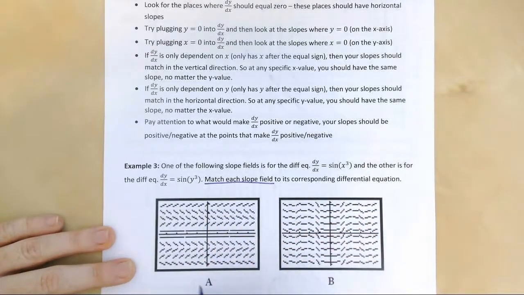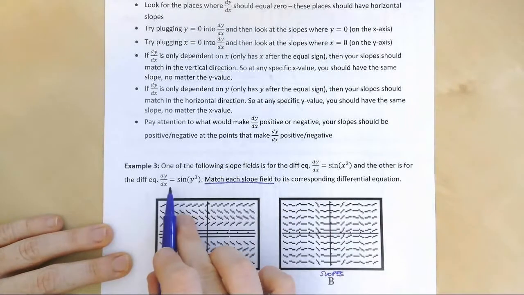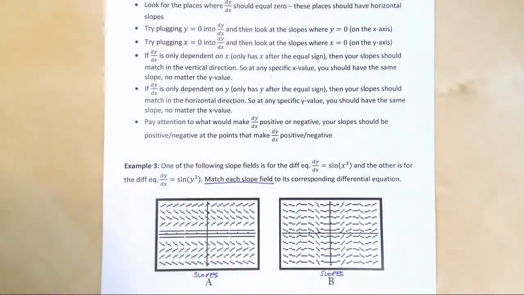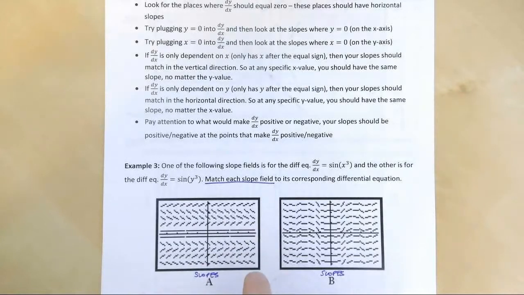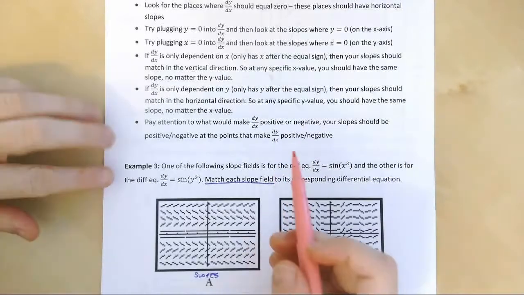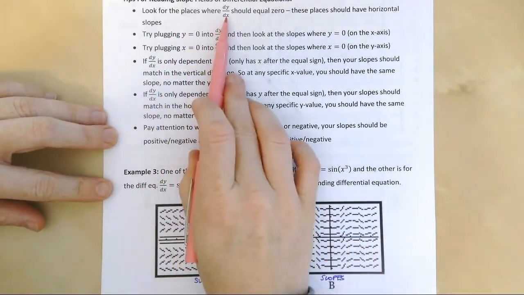These are slope fields. So remember, these represent slopes. That's why they're dashes. And they're going to be slope fields that go with these slope equations. These are dy dx, so those are slope equations. So let's go through the hints or the tips up here as we're trying to figure out which equation goes with which slope field. The first thing you should always try is look for the places where dy dx should equal 0.